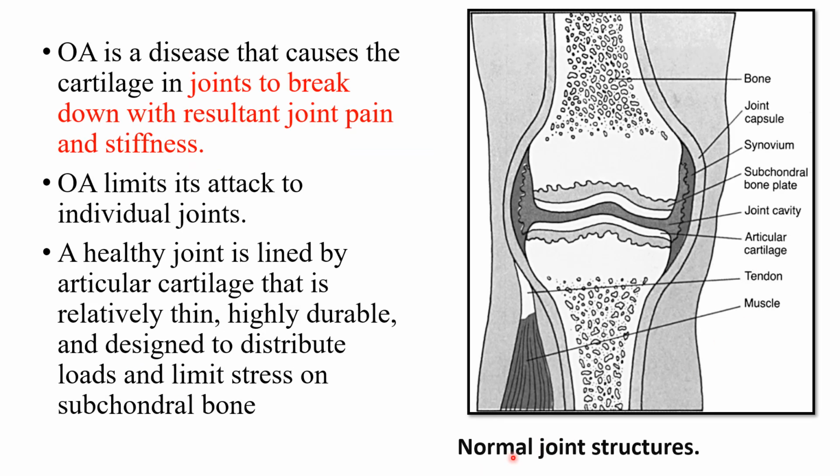So here you can see the normal joint structure. A healthy joint is lined by articular cartilage, that is relatively thin and highly durable and designed to distribute the loads and limit stress on the subchondral bone plate. So in osteoarthritis, this cartilage in the joints breaks down with resultant joint pain and stiffness.